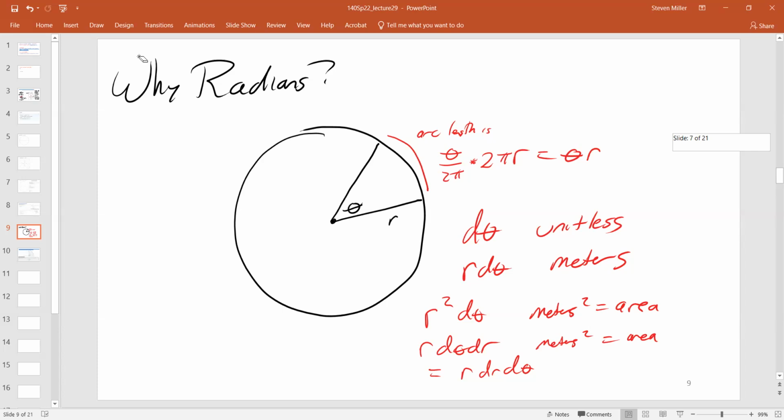The r dr d theta gives me 2 variables to be integrating over, and so that would be the approach of multivariable calculus. With the r squared d theta, I only have 1 variable that I'm integrating over. That's the Calc 2 approach.